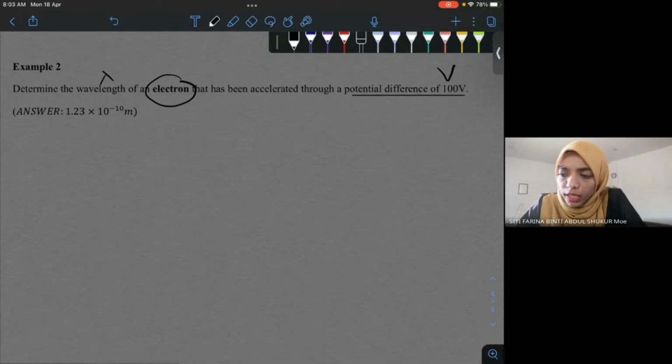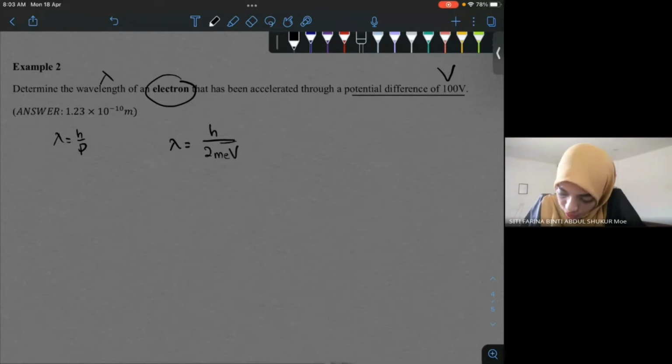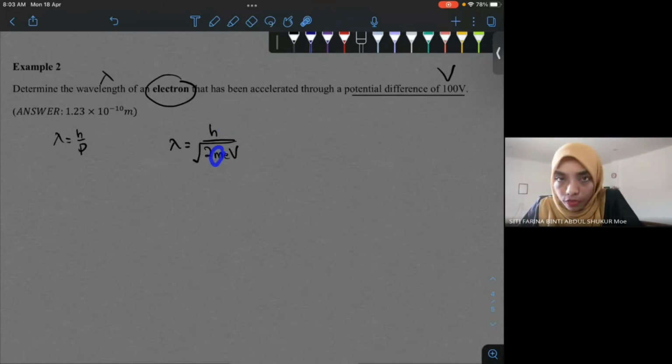And as we know, there are a few equations here for lambda. The basic is the de Broglie wavelength, h over p. However, after you derive, you will get your lambda as h over square root of 2meV. Where h here is your Planck constant, 2 is just a number here, m here is the mass of electron, e is the charge of electron, and V here, capital V, is your potential difference.